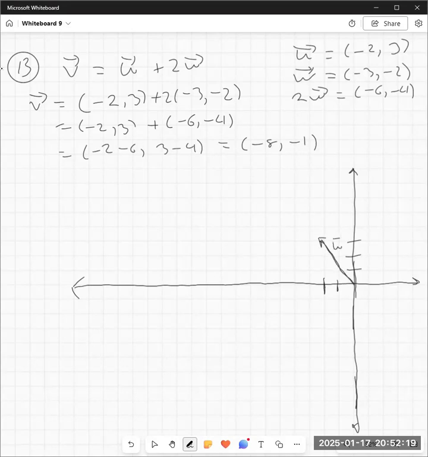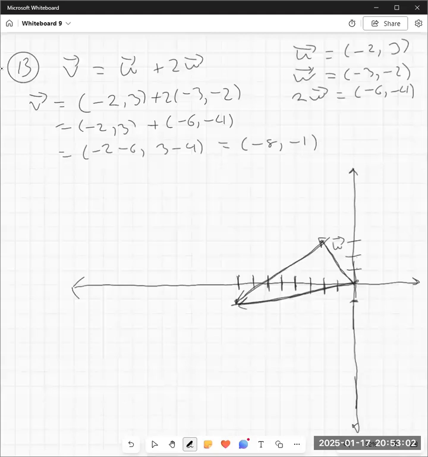So there's my vector u, and 2w is negative 6, negative 4. So from here, 1, 2, 3, 4, 5, 6 to the left, and 1, 2, 3, 4 down puts me here. So that is there. I can kind of sort of connect that to the origin.